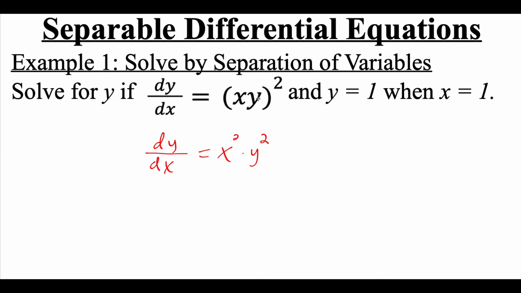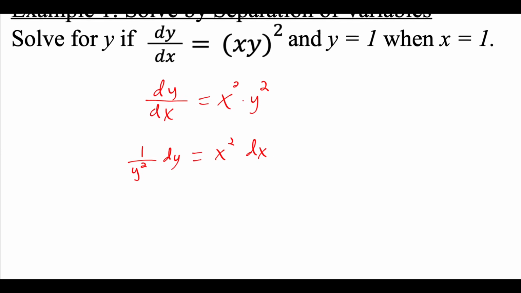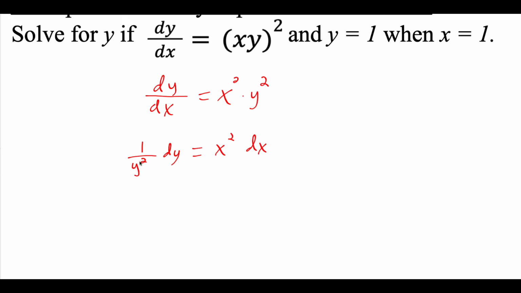Now what we're going to do is separate out the variables. I'm going to multiply this dx over to the right-hand side, and I'm going to divide this y squared over to the left-hand side. So we can write this as 1 over y squared dy, and that's going to equal x squared dx. Now I'm going to make one adjustment before we do the integrating. I don't like having this fraction in here, so I'm going to rewrite this 1 over y squared as y to the negative second power, and then we'll leave everything else the same.